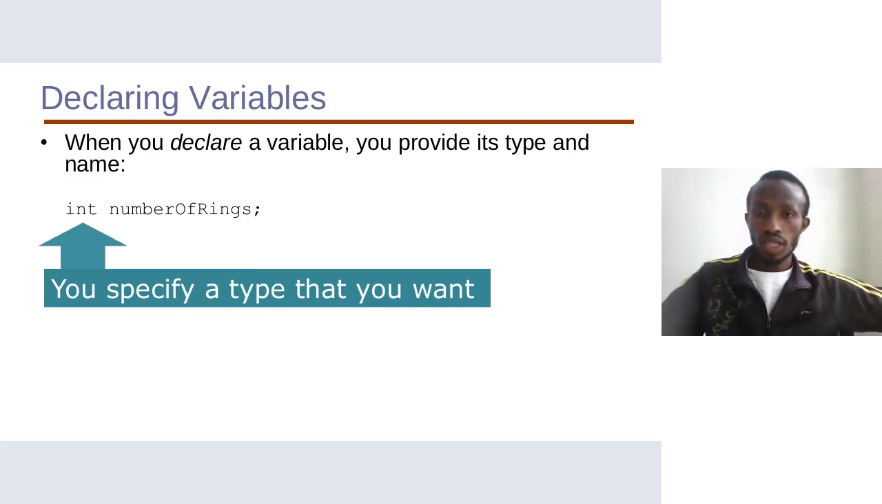While we are still looking at variables, there is something else we call an array. An array is a container object that is supposed to hold a fixed number of values of a single type. For example, I would want this variable that I have declared here, number of rings, to store 10 values. In that case, I will use an array. I'll declare it as an array.